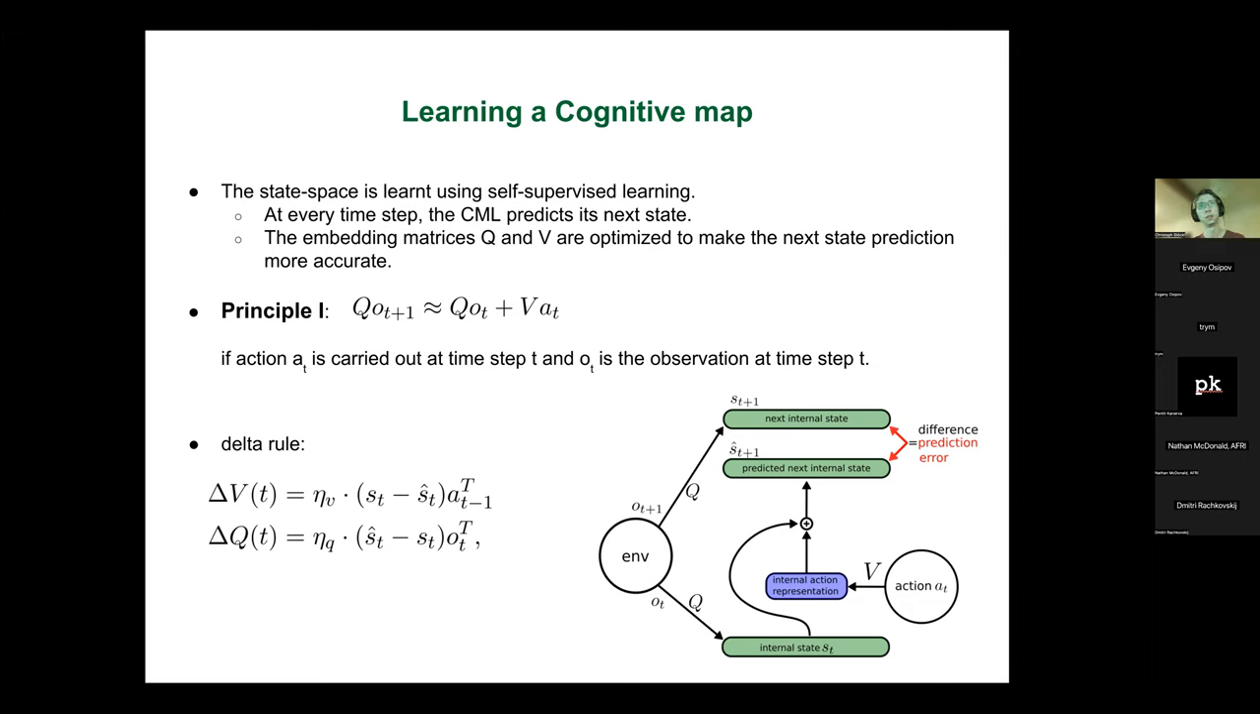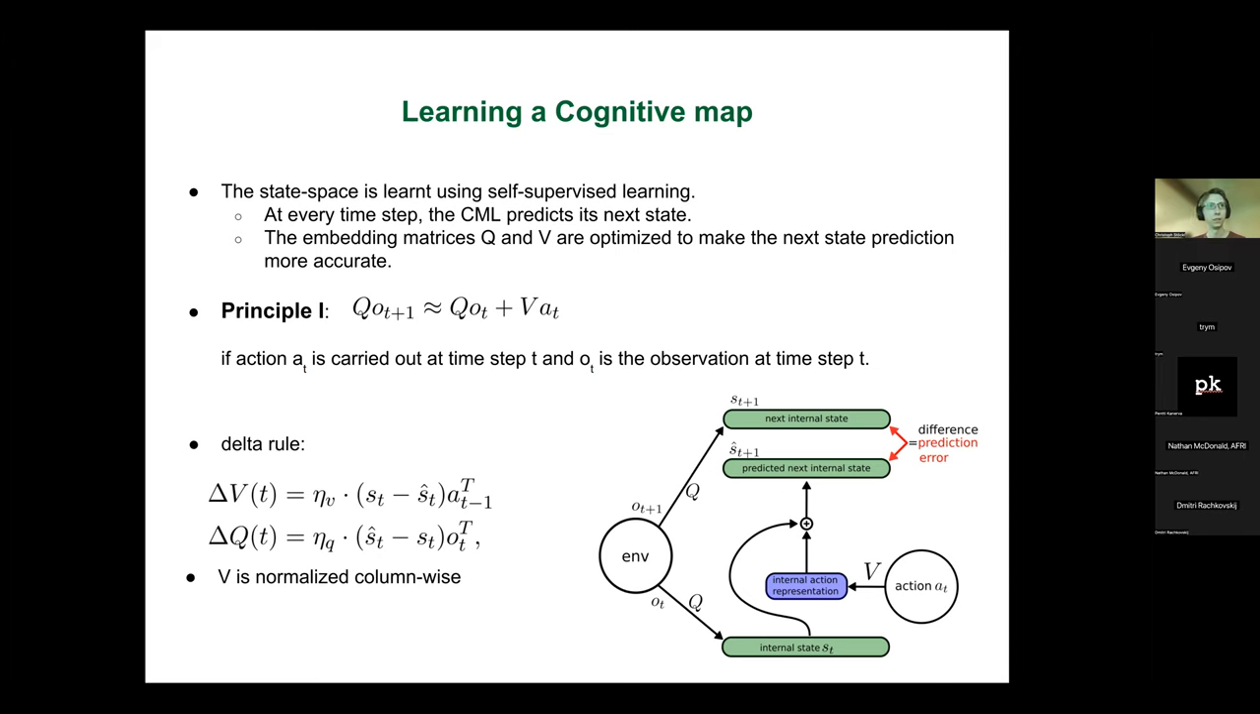And here it's interesting to note that this matrix V, which accounts for how actions move you in state space, is optimized such that the prediction matches the next state. But the matrix Q is actually optimized such that the next state matches the prediction. So we really try to come at this problem from both sides and make sure that one consistent state space can be formed.